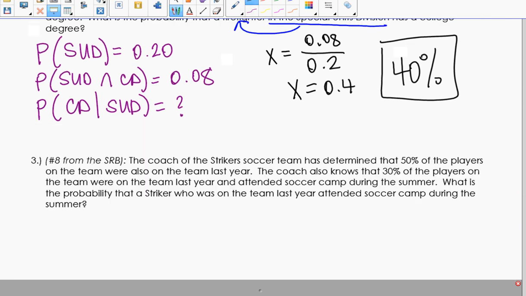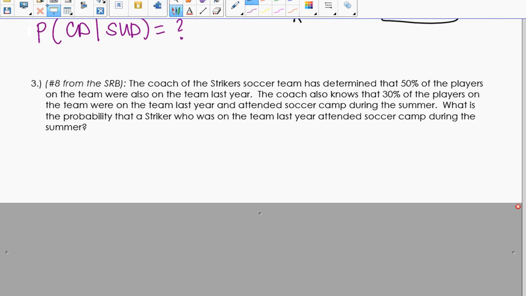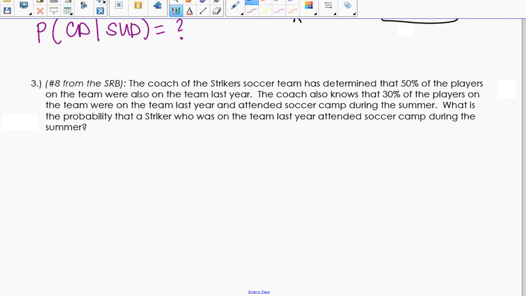And the last one, at least on the front, says the coach of the Striker soccer team has determined that 50% of the players on the team were also on the team last year. Okay. The coach also knows that 30% of the players on the team were on the team last year and attended soccer camp during the summer. What is the probability that a striker who was on the team last year attended soccer camp during the summer?